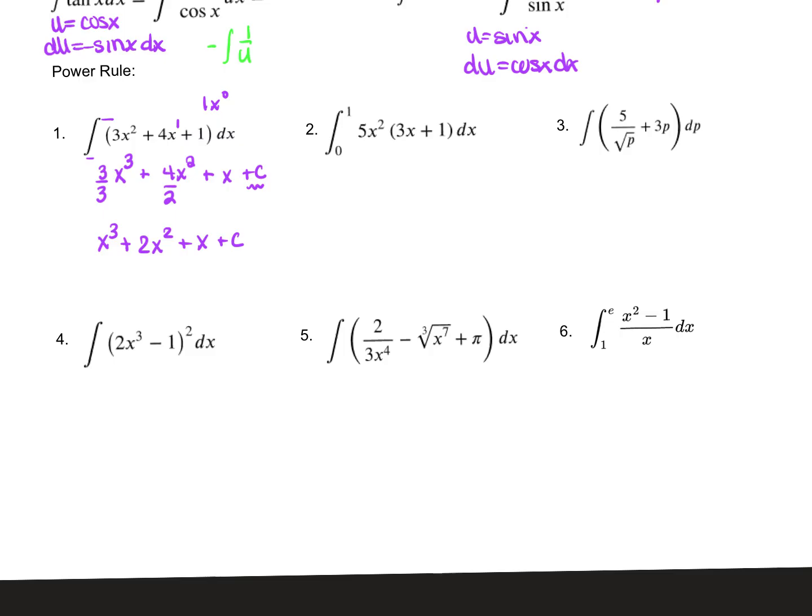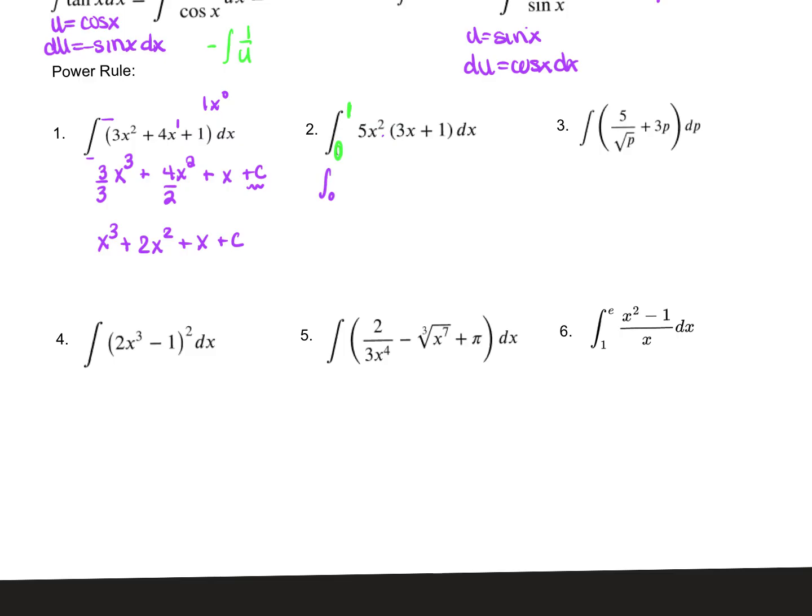Number 2. So first thing we notice, we have a definite integral here, which means we're going to have to evaluate it at the end. So we are not going to write plus c. The other thing that we have here is a multiplication. There is no rule for integrals with multiplication. There's no product rule for integrals. So you have to distribute and simplify this.